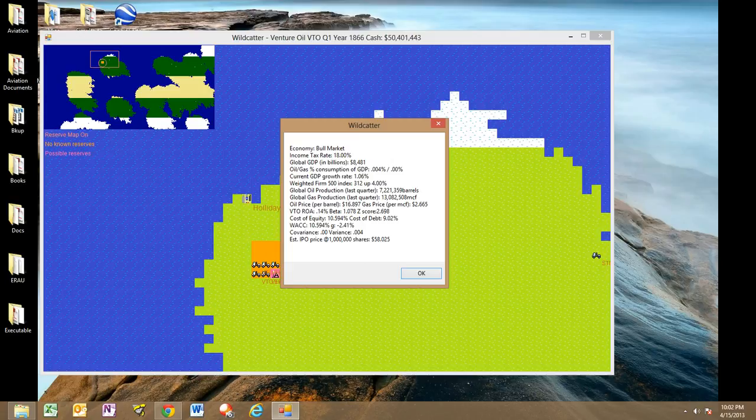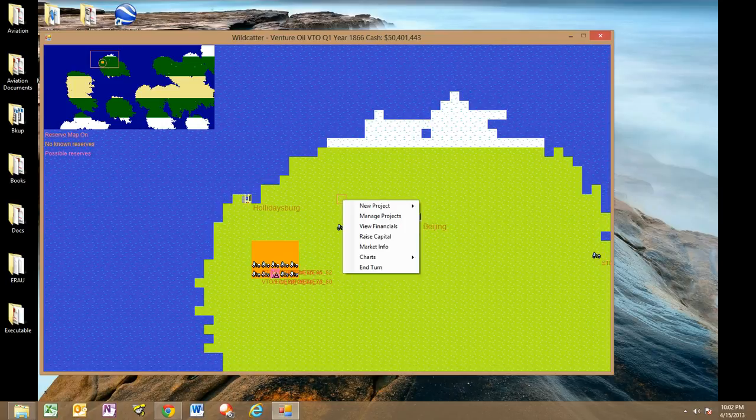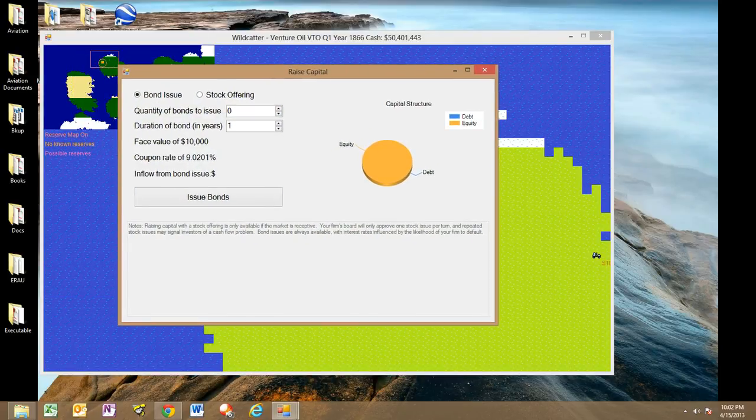So now that I've gone over that screen, I'm going to right-click on the main simulation interface and click on Raise Capital. Here we can see on the right-hand side the capital structure, an all-equity company right now. On the left-hand side, you can select bond issue or stock offering, depending on which method you wish to raise capital. So right now, if I set the duration of the bond to 5 years or 6 years, and I'm going to increase the quantity of bonds.